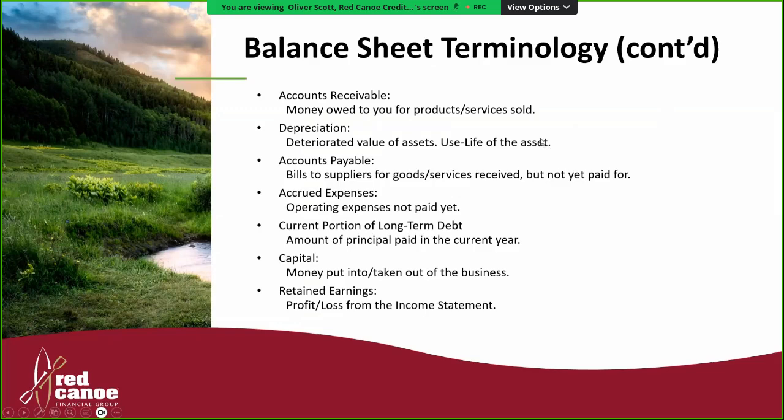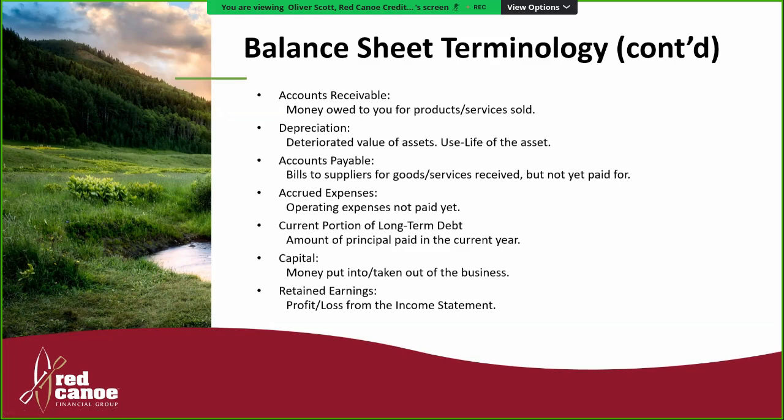So now we're going to go into depth into what goes into the assets and the liabilities and the equity on your balance sheet. The first thing we have is accounts receivable. This is money that's owed to you for products and services that you've sold. So if you have completed a contract and they have 30 days to pay you back, that goes into accounts receivable. Are there any questions about accounts receivable?